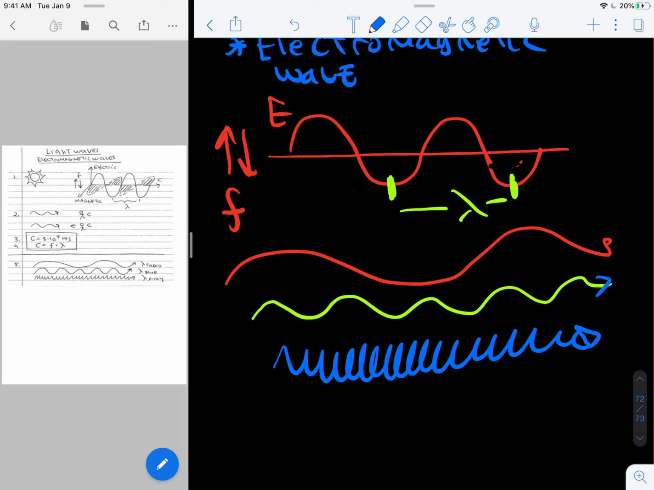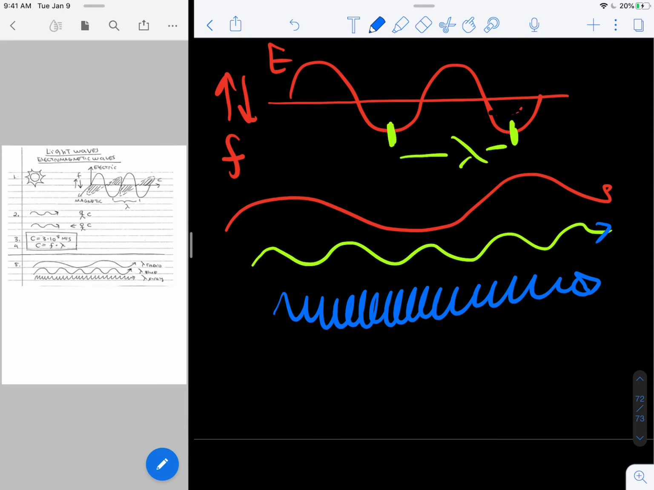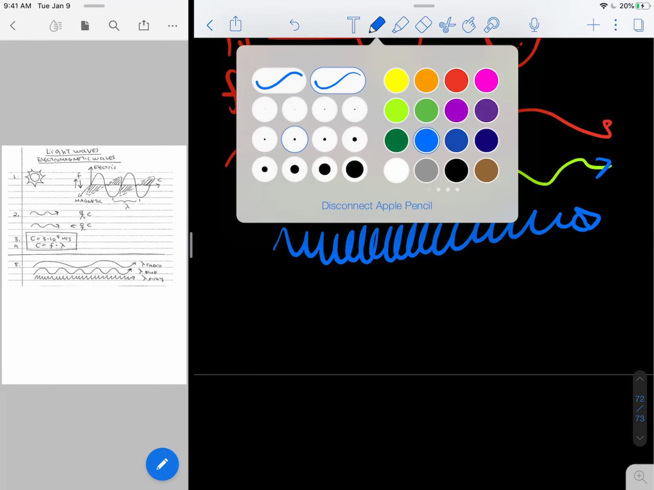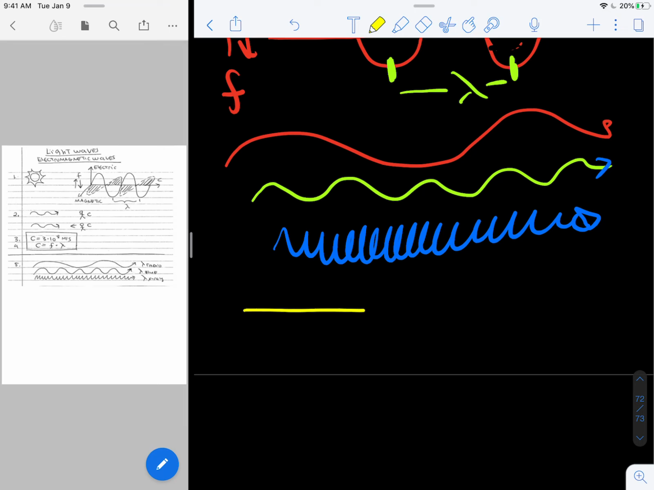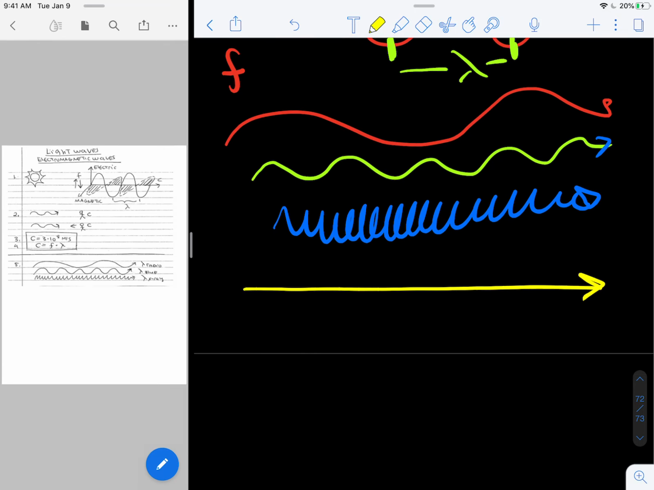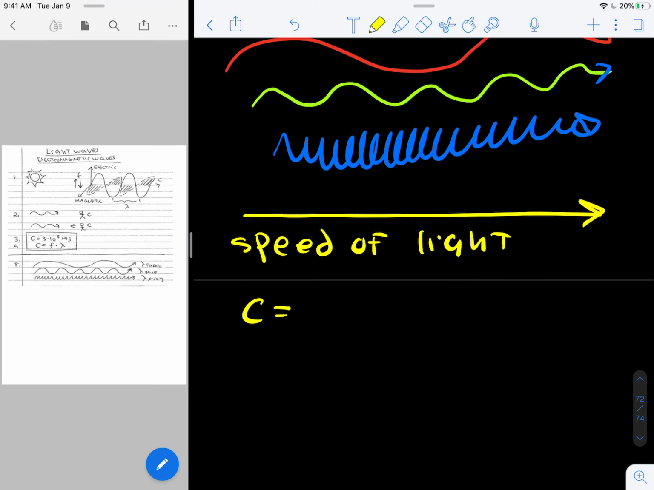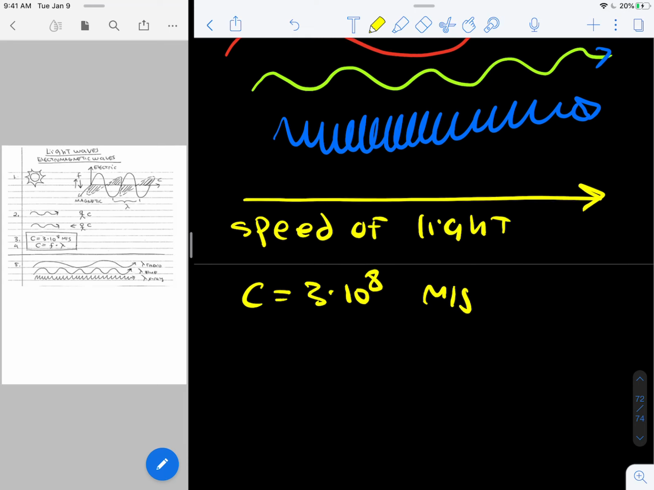So electromagnetic waves, they have different properties because they have different wavelengths and frequencies, but something is the same for all light, and it's the speed of light. So all light, or all electromagnetic waves, no matter what their variety, they all travel at the same speed. So the speed of light is a constant of nature and is equal to 3 times 10 to the 8 meters per second.